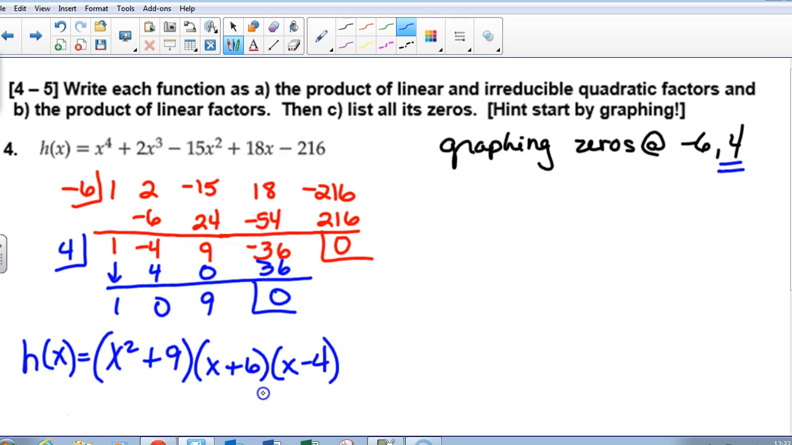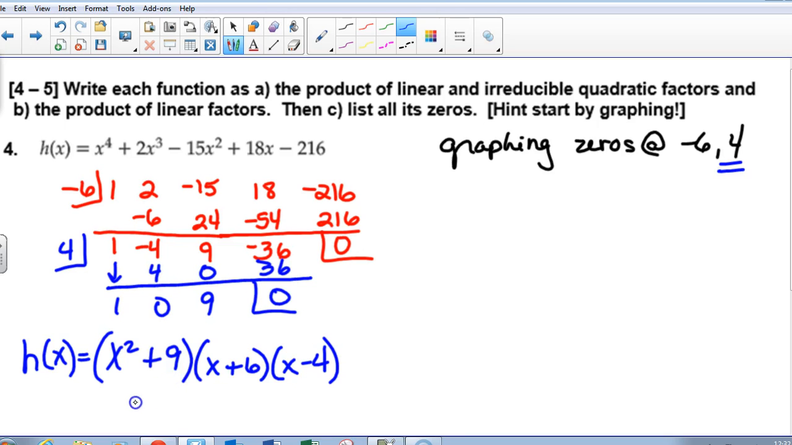Is that now a product of irreducible factors? What does x squared plus 9 factor as? It does? Nope. It's irrational. Plus 3. The sum of perfect squares does not factor. If it was x squared minus 9, then it would factor. Okay, it does not factor further, so this is 2 linear factors and an irreducible quadratic.